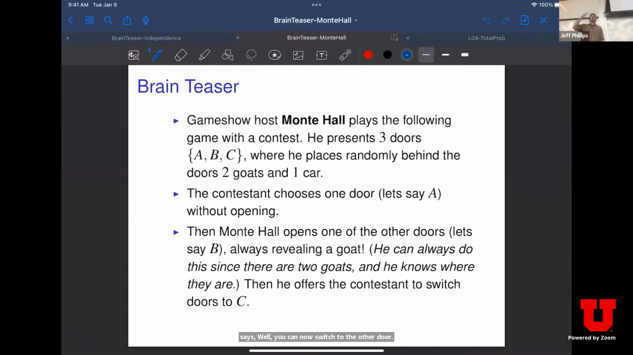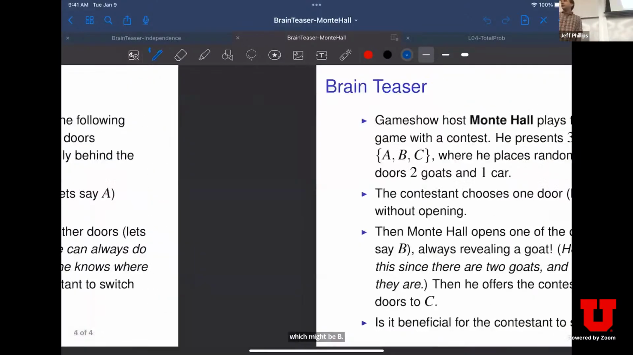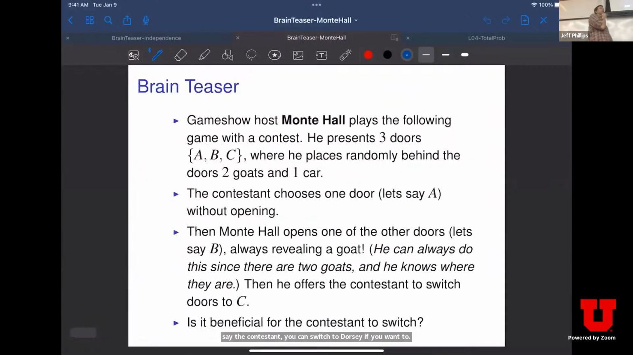So if you happen to choose A first, and he opens the one with the goat behind it, which might be B, then the contestant can switch to door C if they want to. All right. So is it beneficial to switch to door C? And if so, what's the probability going on? Yeah. It is beneficial to switch most of the time.